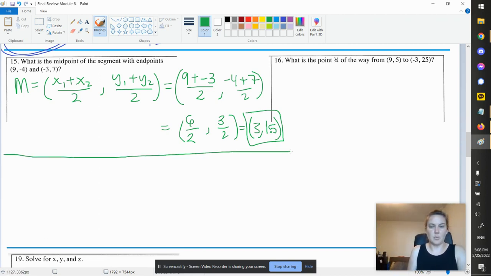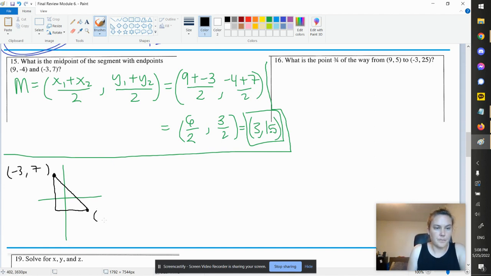If you don't like formulas, or if you have trouble memorizing formulas, instead, we can say, let's plot these points. (9, -4), let's say is right here, and then (-3, 7), we'll say is like right here. If we want to go halfway, let's figure out how much all the way was first, and then we can do half of both of those directions. All the way would be going from -3 to 9, which is 12 over, and from 7 to -4, which is 11 down.